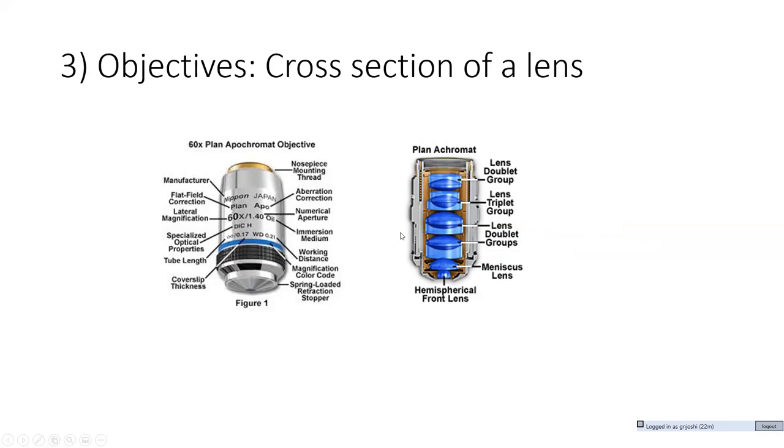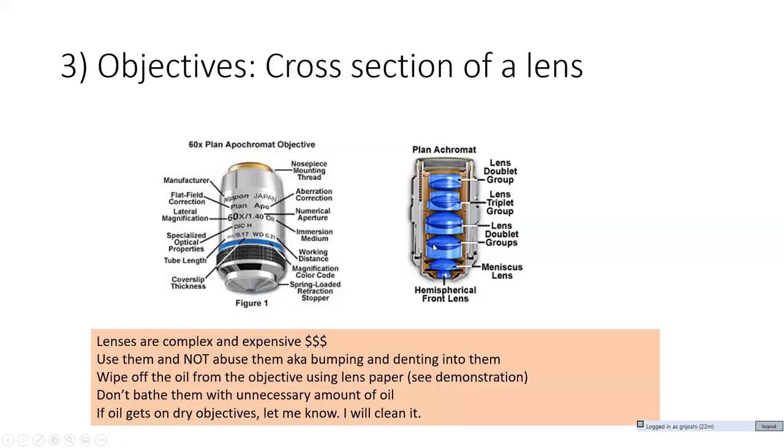When we look at the cross section of the objective, it's not just one lens over here and one lens at the back. There are plenty of different lenses within the objective, which makes the objective pretty costly, okay? So use the objectives, don't abuse them. Make sure in case you are using any of the oil immersion objectives, you wipe the oil from the objective using the lens paper, and I'll show you tomorrow how to do that. Don't bathe the objectives with an unnecessary amount of oil. Only use a sufficient amount of oil, which is a drop itself.